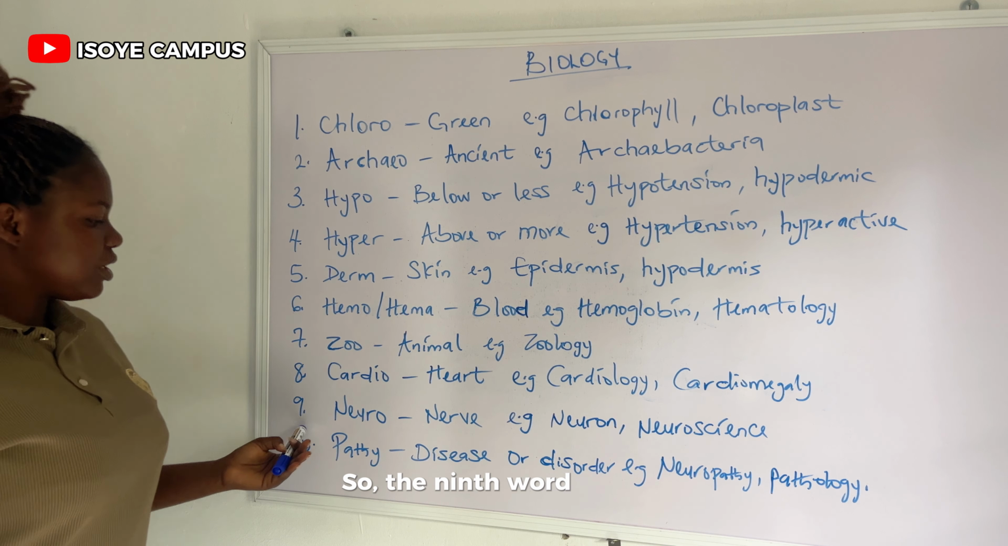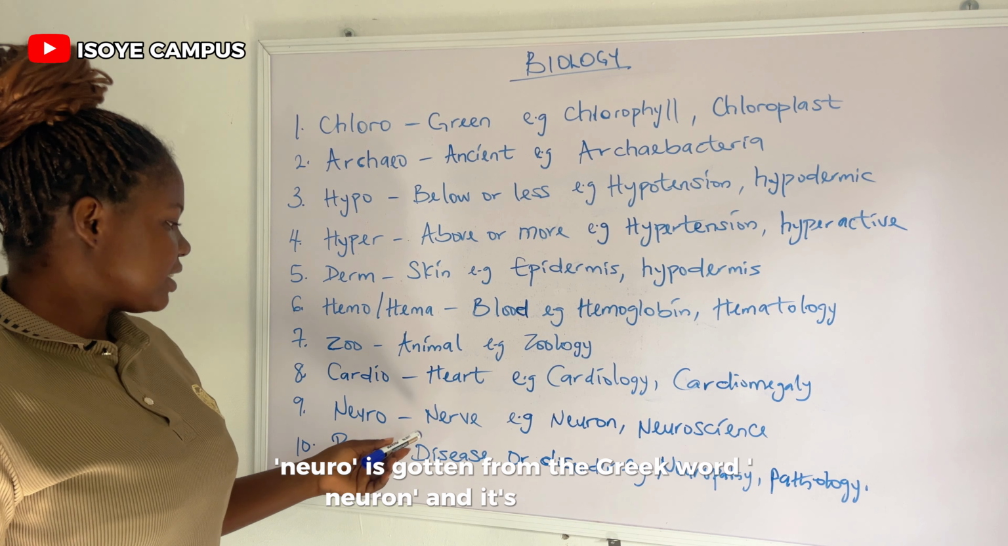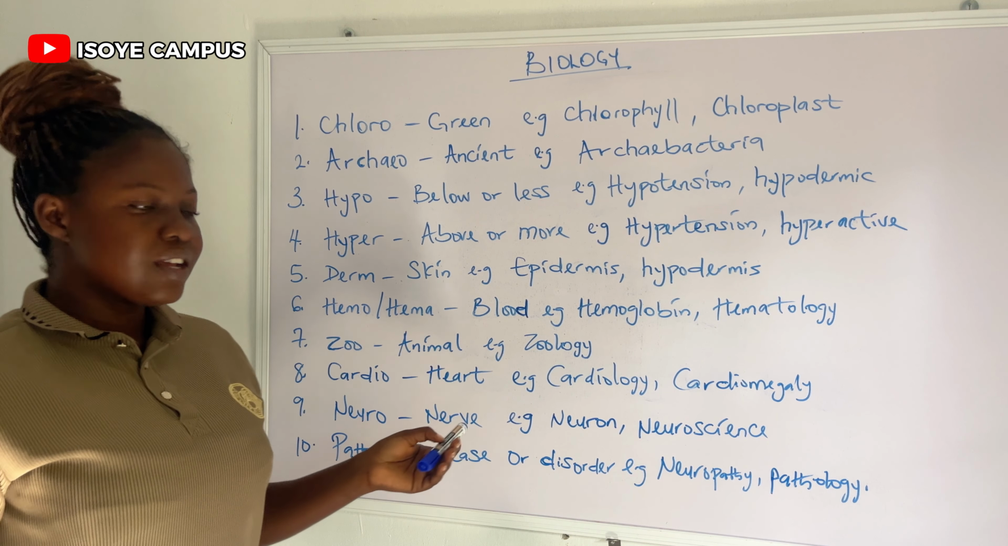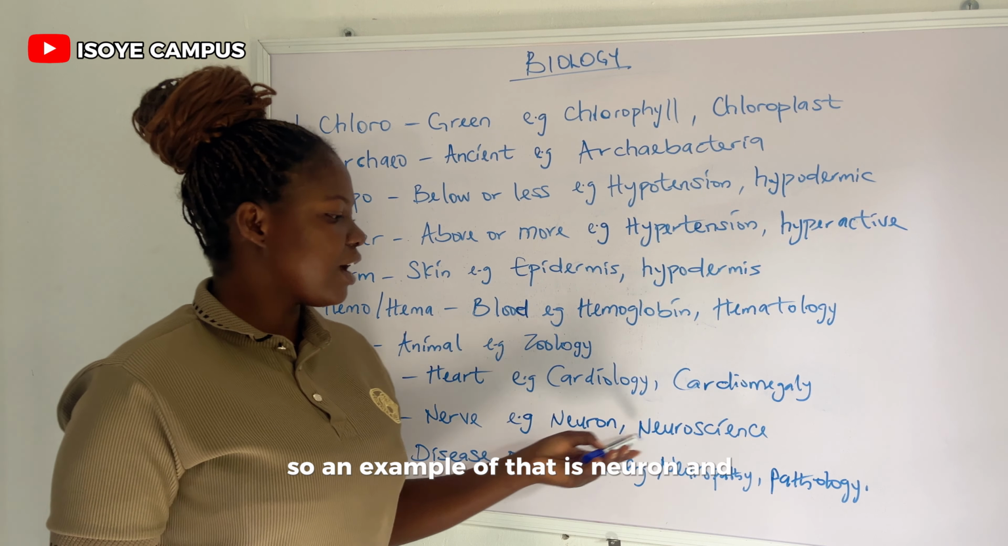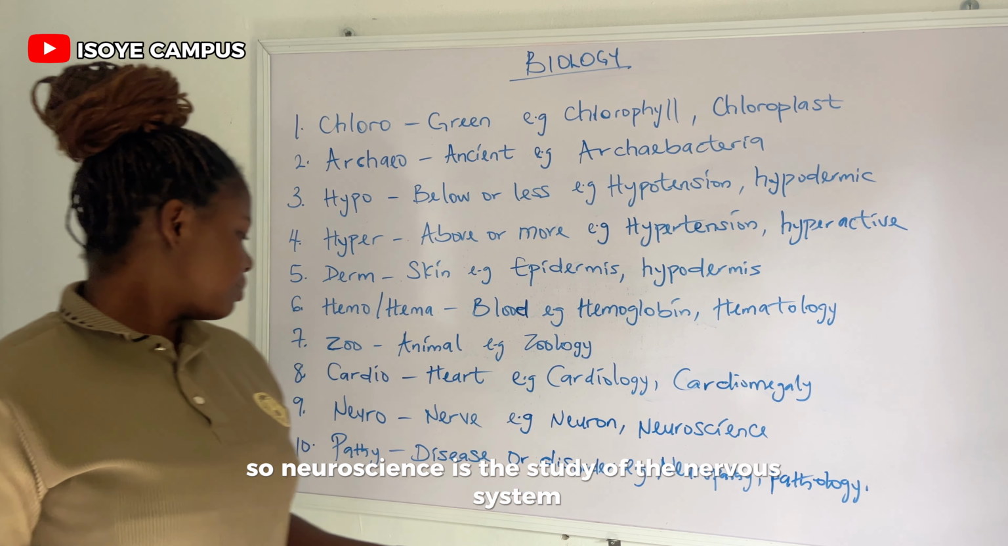So the ninth word is neuro. Neuro is gotten from the Greek word neuron and it means nerve. So an example of that is neuron and neuroscience. So neuroscience is the study of the nervous system.